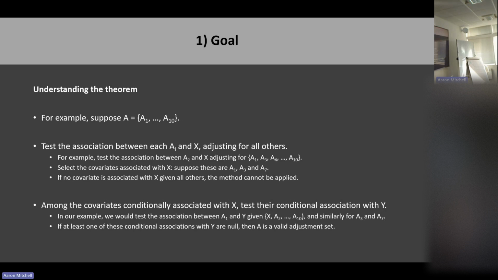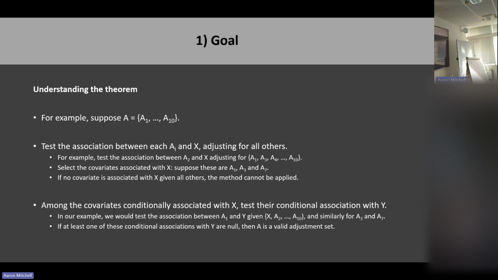If no covariate is associated with X given all others, then we're done, and the method cannot be used. So looking only at the covariates that are conditionally associated with X, in our example A1, A3, and A7, we're going to test their conditional association with Y.